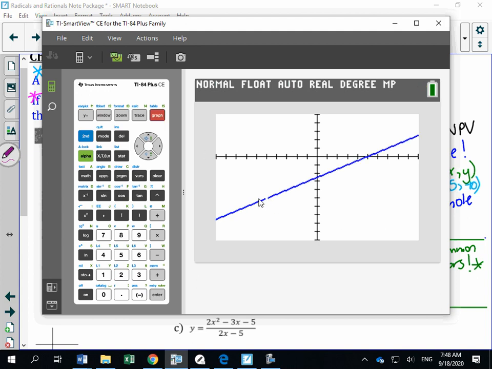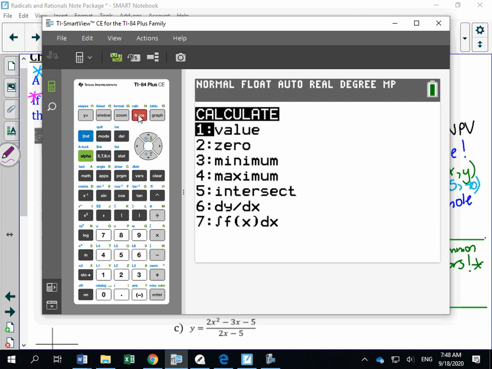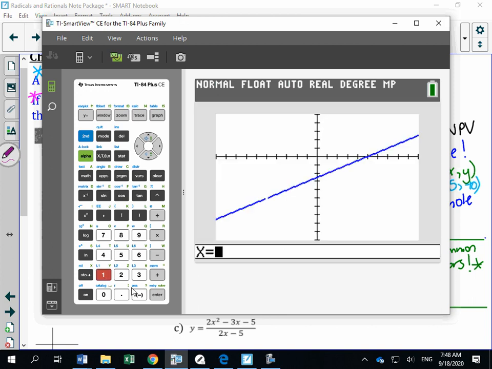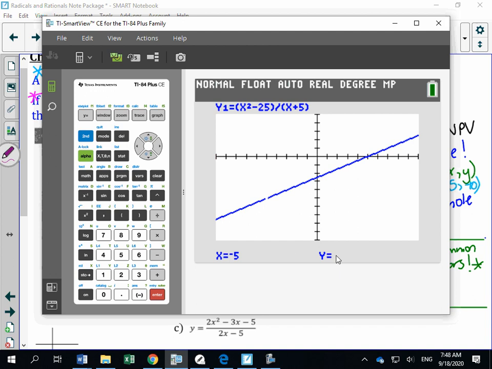Okay, I can actually sort of see my hole right there. Here's a couple other places you'll be able to see your hole. If you go to second function, calculate a value, let's type in -5 where our hole exists. And there's nothing there. It's an empty point, right? There is nothing here at -5.